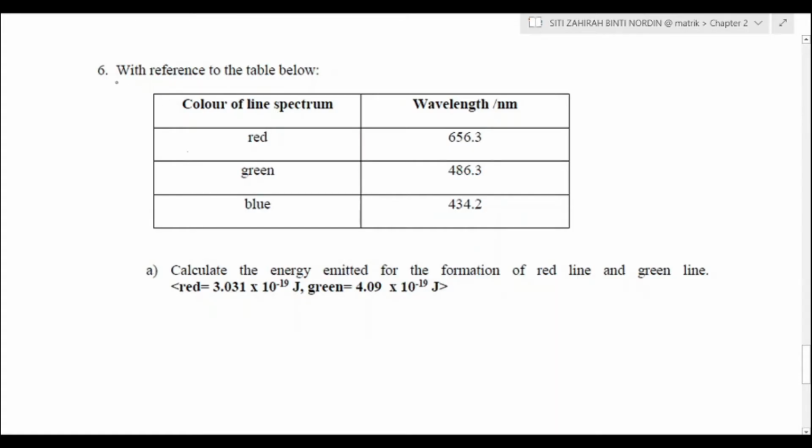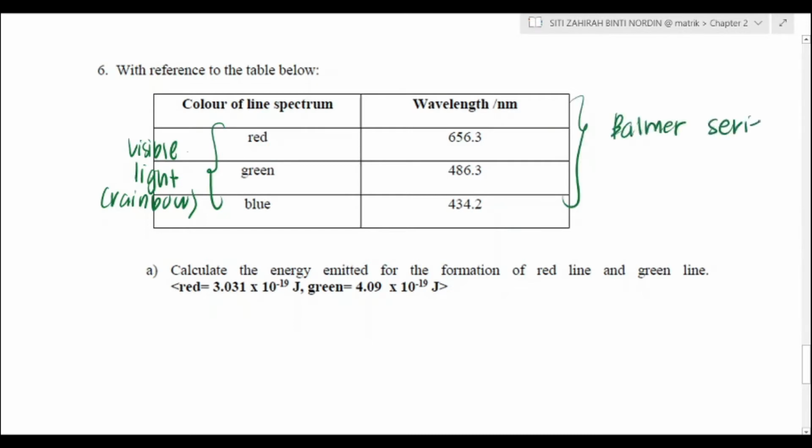Continue on with question 6. Okay. You are given this color of line spectrum with a respective wavelength. You need to know that this red, green, and blue is visible light, which is the color of the rainbow. So this color would be in the Balmer series with a ground state of n equal to 2.